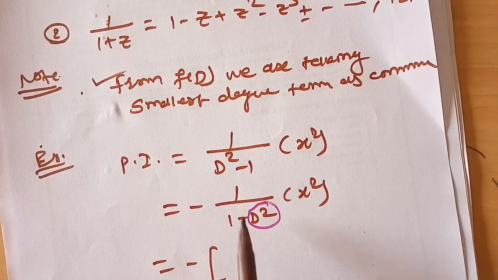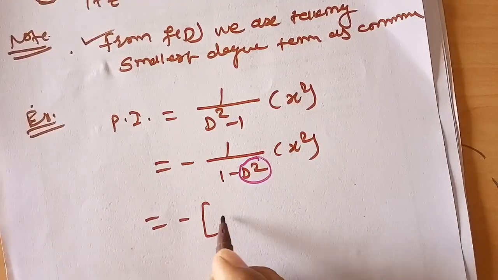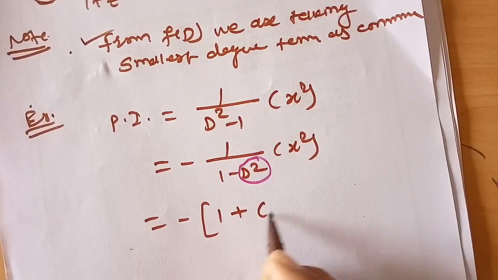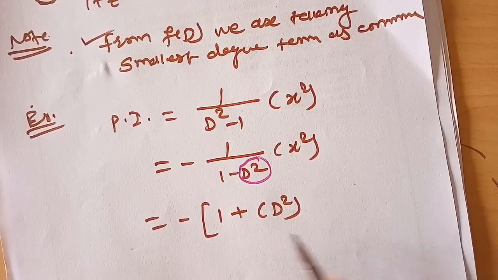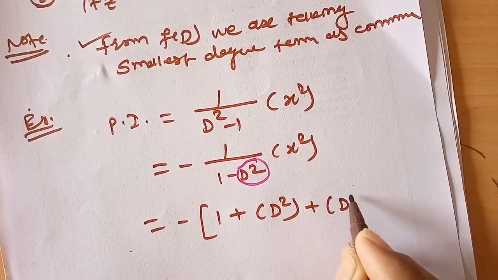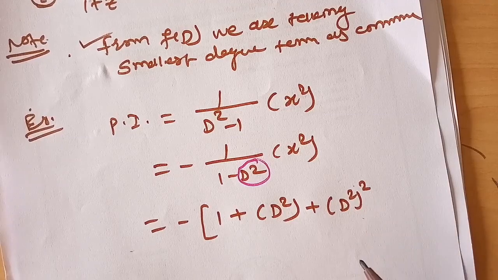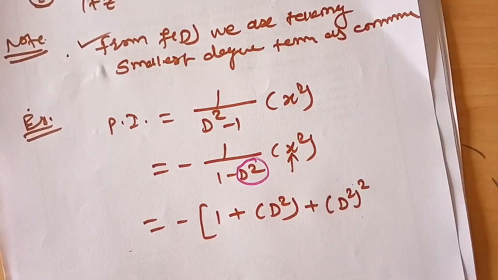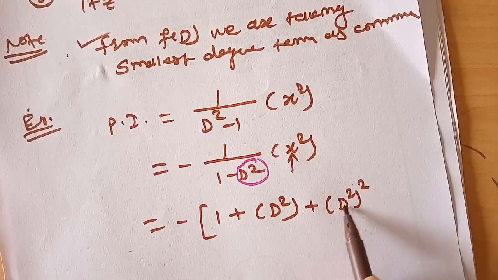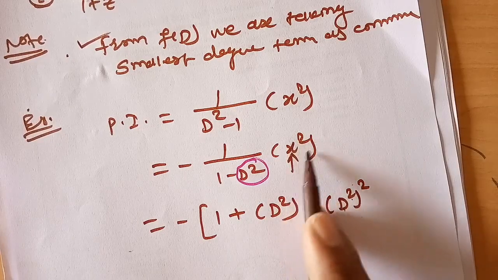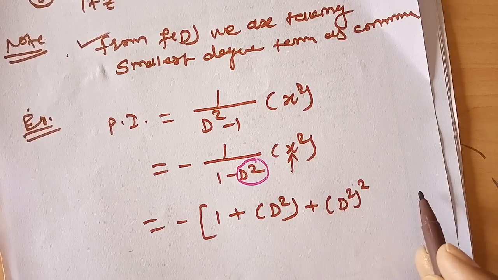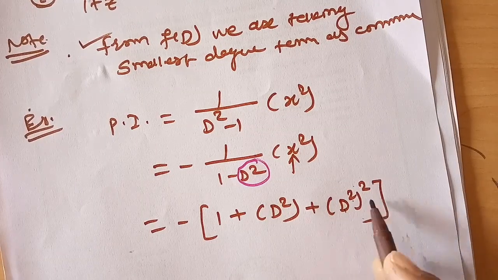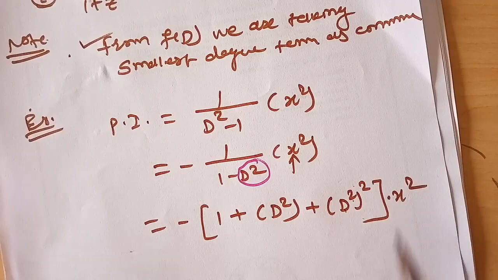This is 1 divided by 1 minus z, means here we will write 1 plus z, here D square, plus D square raised to 2, and so on terms are there. But again this is x square, and we know that its second derivative becomes constant and third derivative becomes 0, and here this is D square raised to 2, that means D raised to power 4. Surely its fourth derivative becomes 0, and the remaining terms are higher derivatives of this. Therefore I will stop here. I am not taking higher terms into x square.